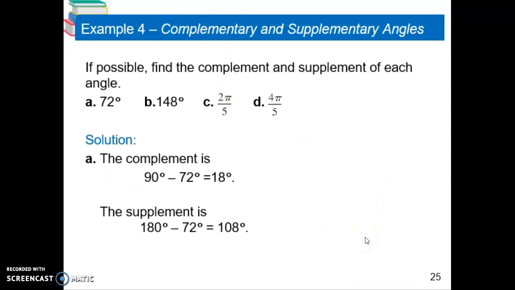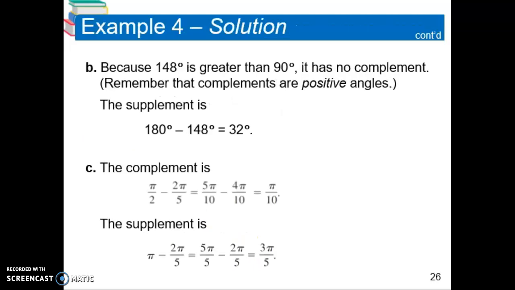In this example, we're asked to find the complement and supplement for each angle. If you have a 72-degree angle, its complement should add up to 90 degrees. So take 90, subtract your angle, and you have found your complement. To do the supplement, start with 180 degrees, subtract the given angle, and you have found the supplement. I'm going to let you read over the other two examples through the PowerPoint.